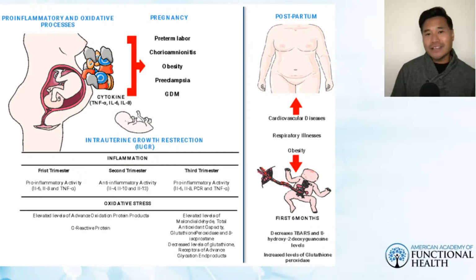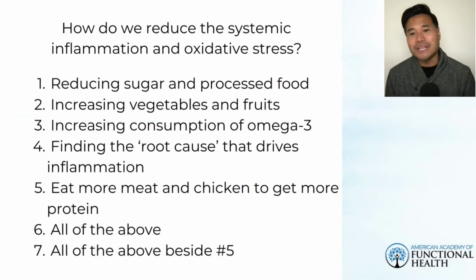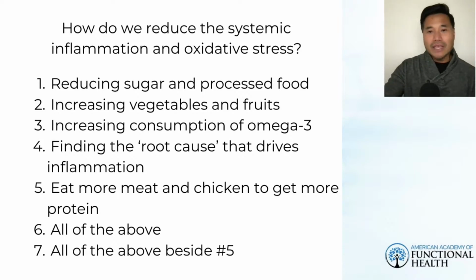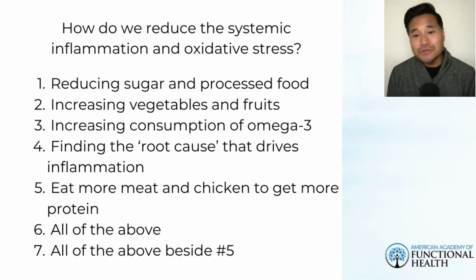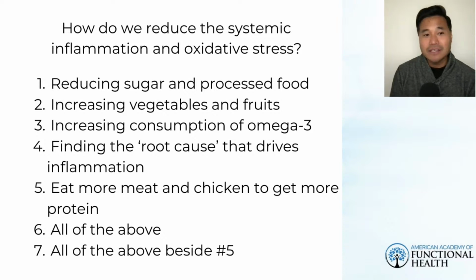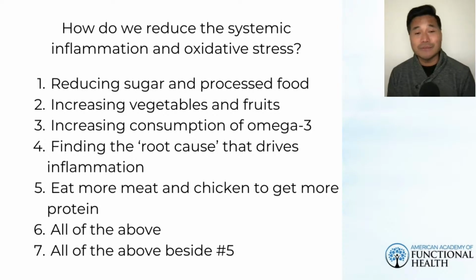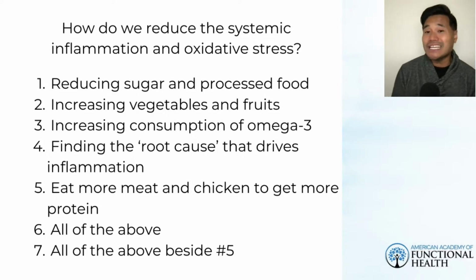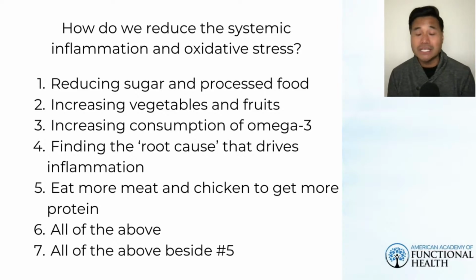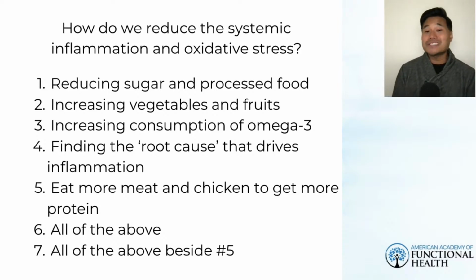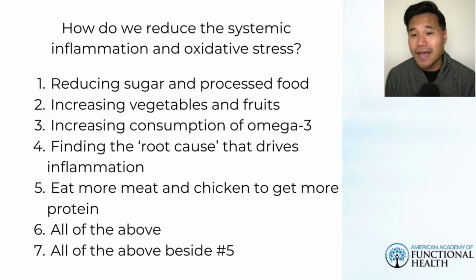Now, let's do a quick quiz for you regarding systemic inflammation and oxidative stress with these chronic risk factors. So, the question is, how do we reduce systemic inflammation and oxidative stress? Do we do it by one, reducing sugar and processed foods? Do we do it by two, increasing vegetables and fruits? Or three, increasing consumption of omega 3s? Or four, finding the root cause that drives inflammation? Or five, eating more meat and chicken to get more protein? Six, all of the above. Or seven, all of the above besides number five, which is eating more meat and chicken to get more protein.